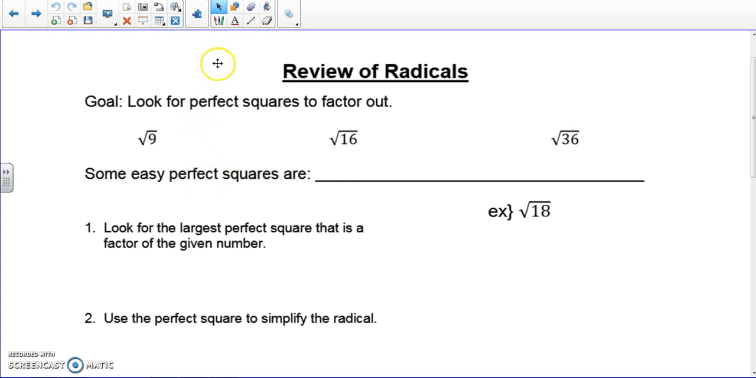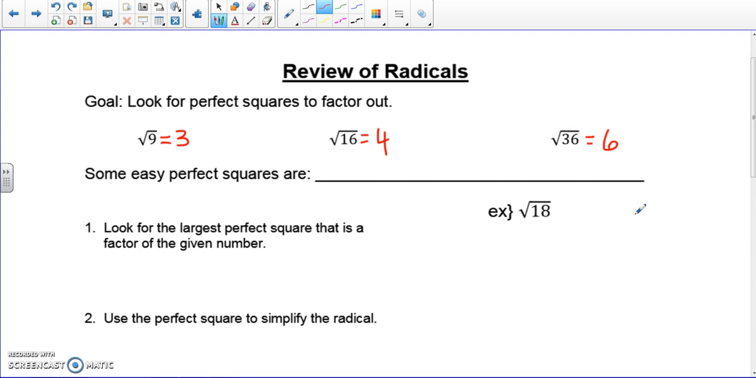Alright, so first of all, quick review of what radicals are. Basically, it's just saying what times what gives you this number under the radical, under the square root sign. So the square root of 9 is saying what times what equals 9. So we know the square root of 9 is 3. And that's when you can just plug in your calculator if you're not sure. What times what is 16? We know the square root of 16 is 4. The square root of 36 is 6.